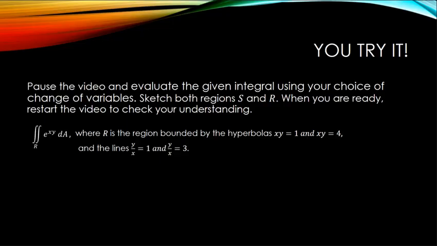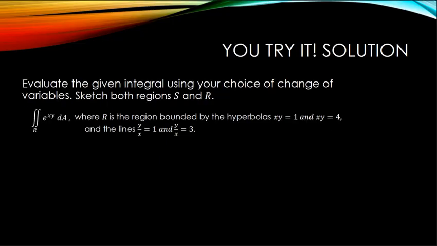You want to evaluate the double integral over the region R of e to the xy dA, where R is the region bounded by the hyperbolas xy equals 1 and xy equals 4, and the lines y over x equals 1 and y over x equals 3. In this case, I'm going to examine the boundary values of my region to see if I can come up with a change of variables that will work.